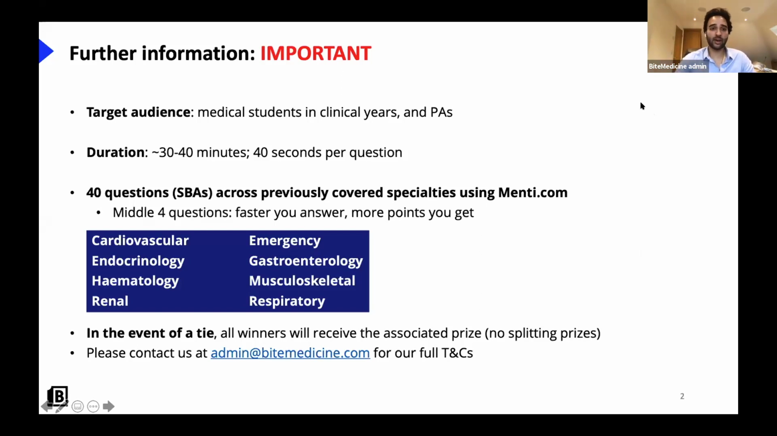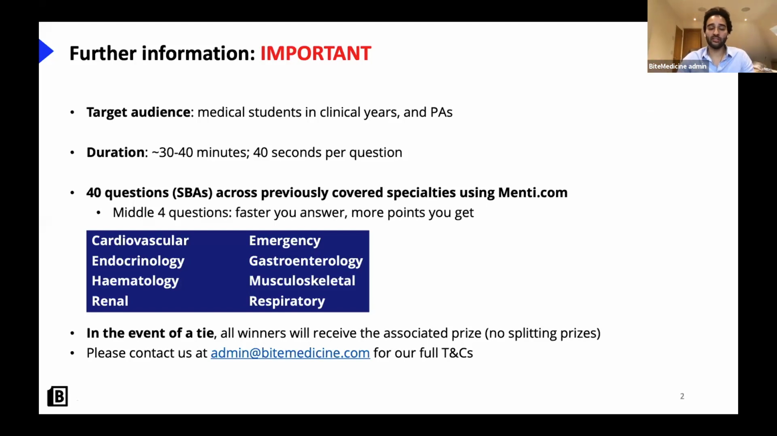It's probably going to be around 30 to 40 minutes. It's 40 seconds per question. To make life simpler for us and for you guys, everyone has to sit for the full 40 seconds per question, meaning that everyone will work through the quiz at the same pace. So if you finish a question in 10 seconds, you still need to wait for the full 40 seconds to be up before you move on. As we said, it's 40 questions, so 40 SBAs across those specialties.